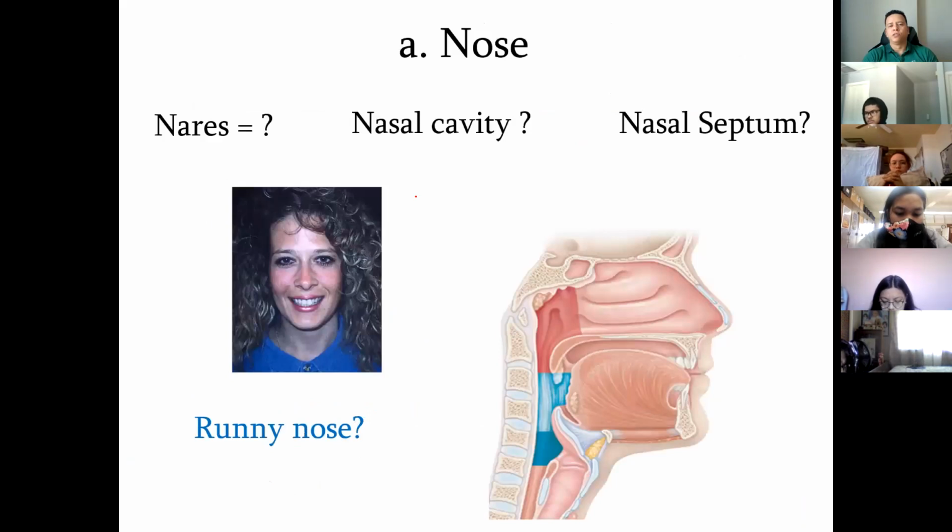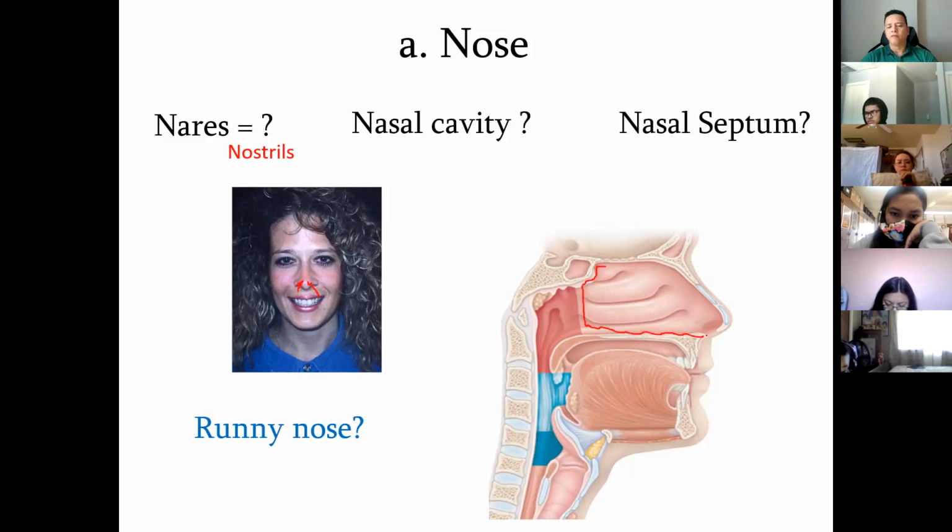So let's start with the nose. The nose is the first structure of the conducting zone. And in our nose, we have what we call the nares or the nostrils. And these are the holes that allow the air to go inside the nasal cavity, okay? Now, the nasal cavity itself is the space inside of our nose.